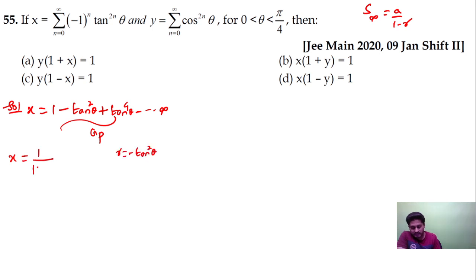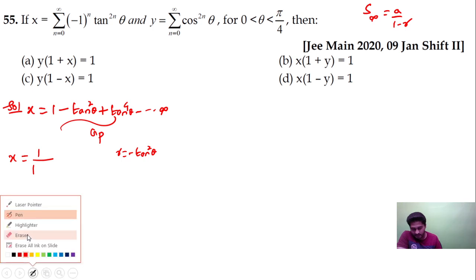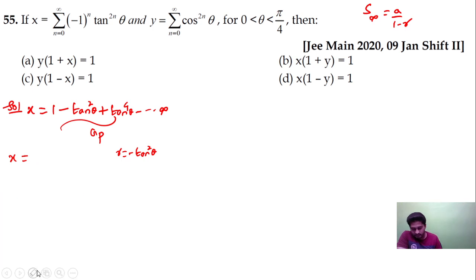So S infinity is a divided by, let me write a formula here as well. S infinity is equal to a divided by 1 minus r. It's an infinite GP. So first term is 1, common ratio is minus tan square, this will be plus tan square. 1 by tan is sec, 1 by tan square is sec square, so 1 by sec is cos.